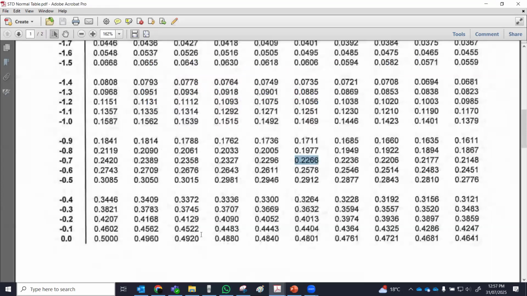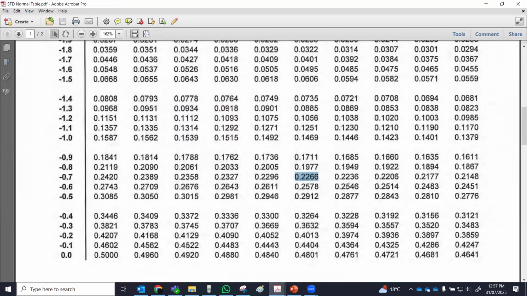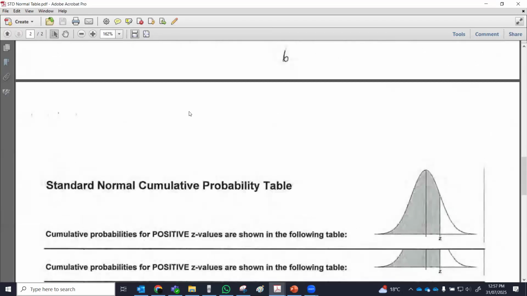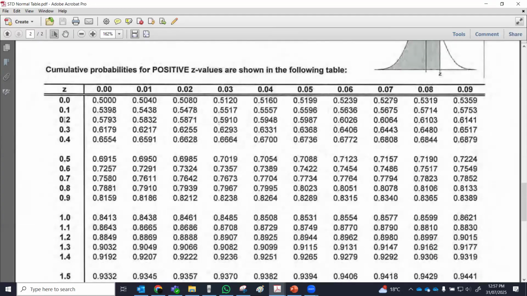Okay, and then we look for 0.25. So here we have 0.1, 0.2, 0.20, 1, 2, 3, 4, 5. So this is our answer. So 0.5987.